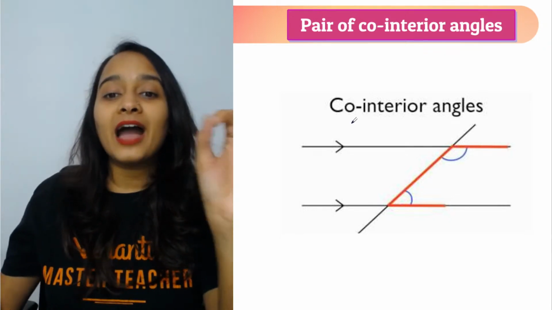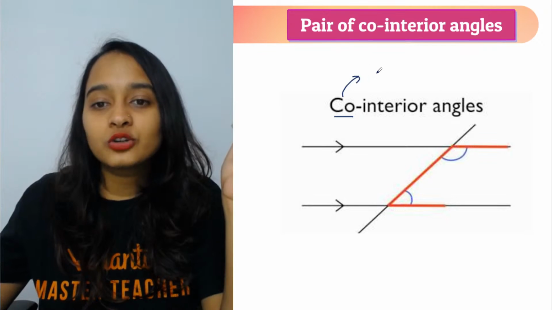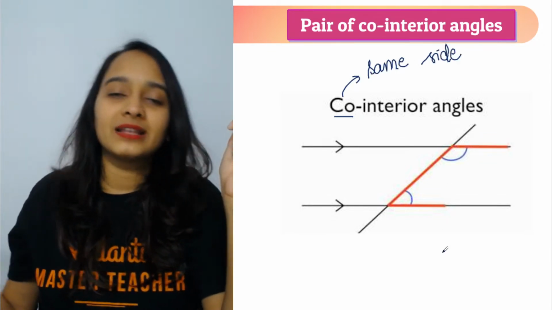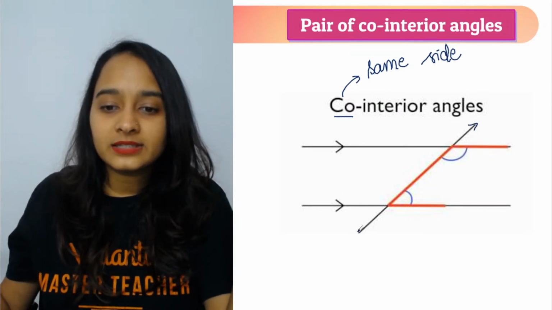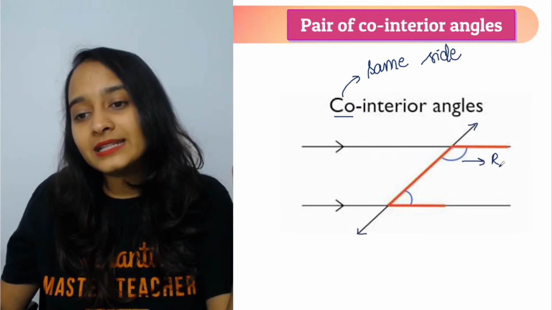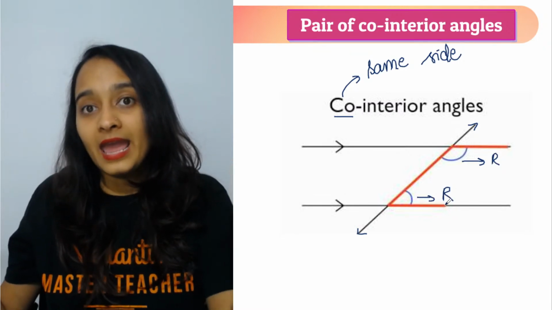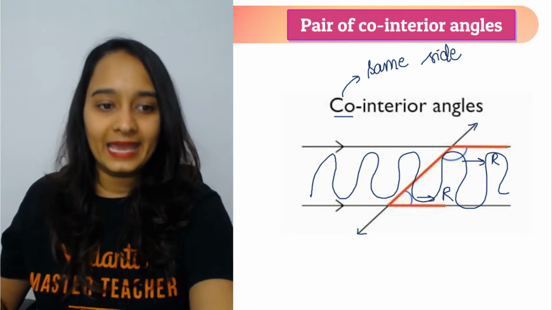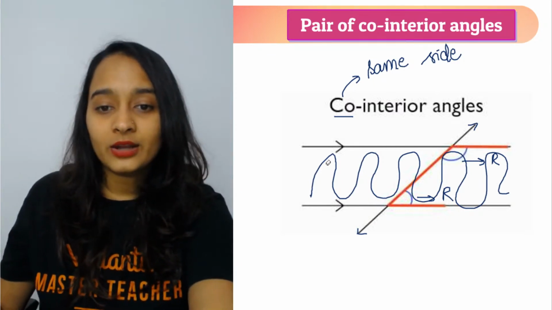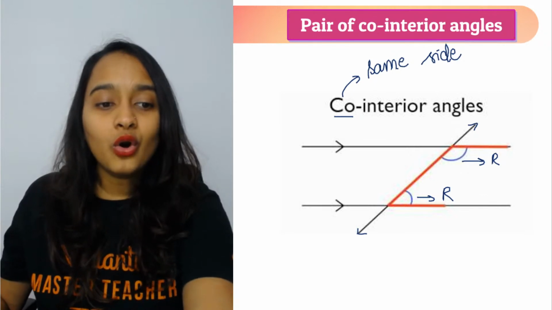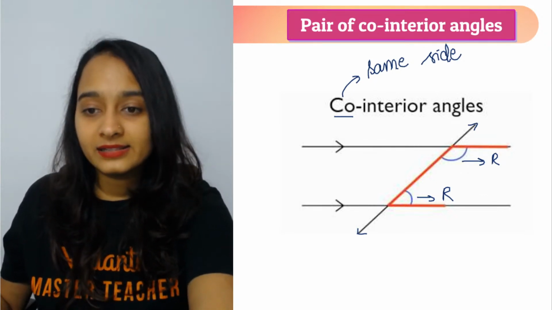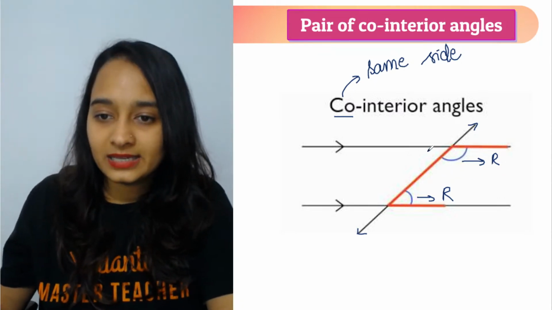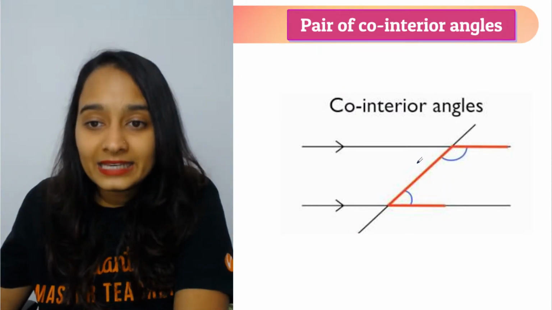Now, next we have co-interior angles. Co is angles on the same side of the transversal. Now, this is a transversal. Now, this is also to the right side. This is also to the right side. And both of them are lying in the interior region. है ना? So what are they called? They are called as co-interior angles. They are both on the same side of the transversal. They are called as co-interior angles.